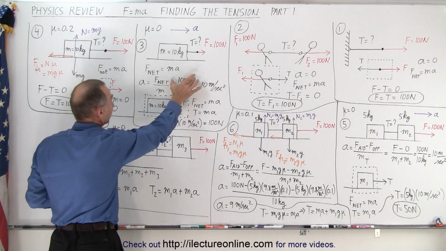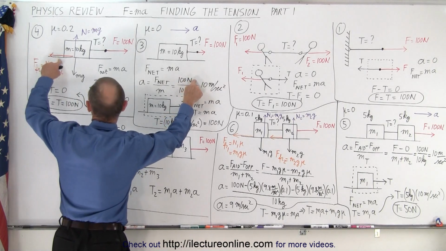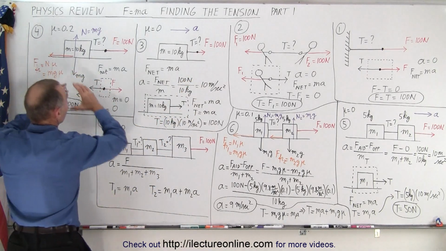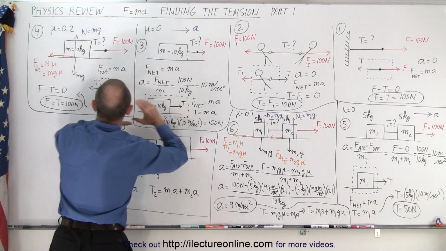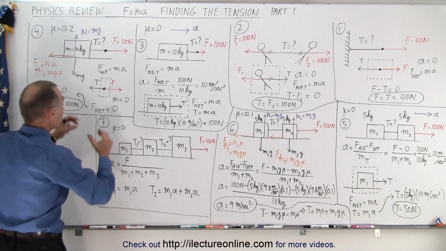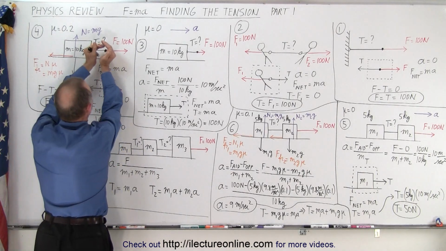Of course, the net force would be the force pulling minus the friction force. So we get a new acceleration. And then we can take a free body diagram around the block, and then we'll see what the tension would be equal to. But you get the same answer simply drawing a free body diagram over here.